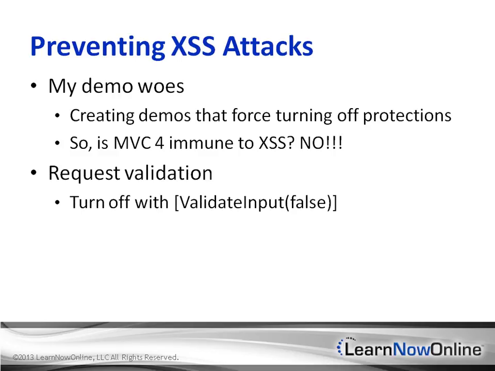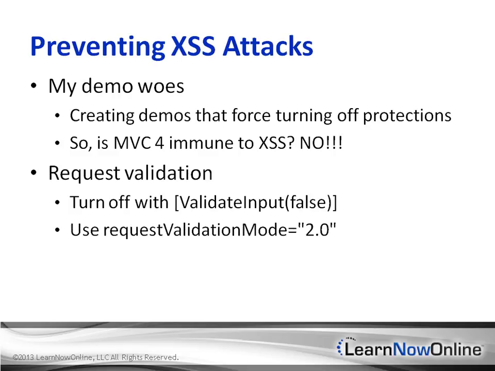Now, you can turn off request validation by adding the validate input false attribute to any action methods or to a controller to apply to all its action methods. This sounds like something you might sometimes do when you have an action method where you need to accept input that contains embedded HTML. And that does happen. Not often, but it happens. Just be aware that you're then taking full responsibility for validating and sanitizing the input that you get. You've got to do that checking and validating.